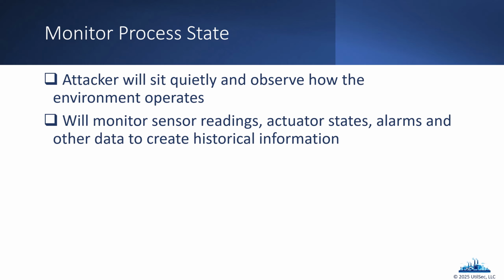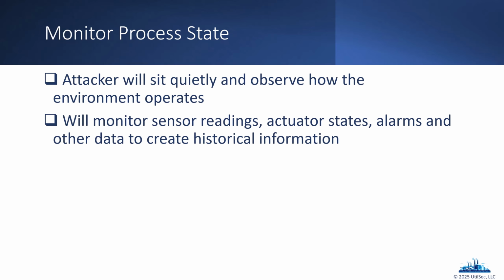So we'll go through some examples of types of data that we can be looking for. Things like values from sensors over time, actuator states. What happens with those pumps? Are they turned on, off? Is there a correlation between sensor readings and those actuator states, like when a pump goes on and off? Do we have alarms that trigger? And other types of information that we can see.